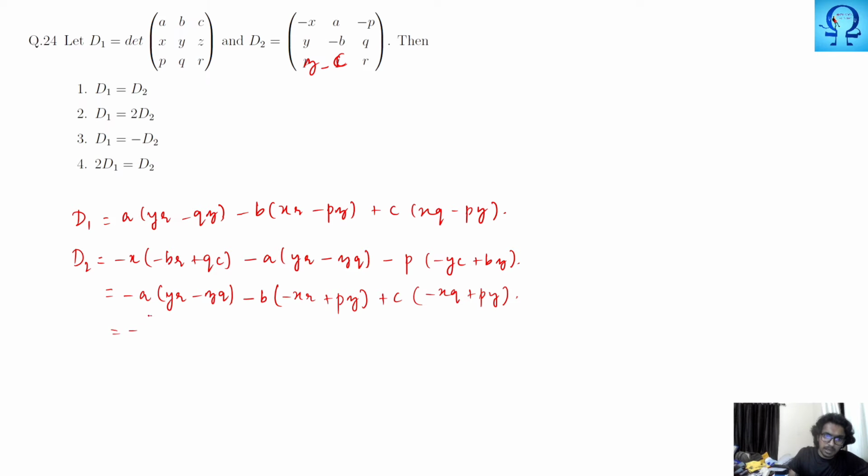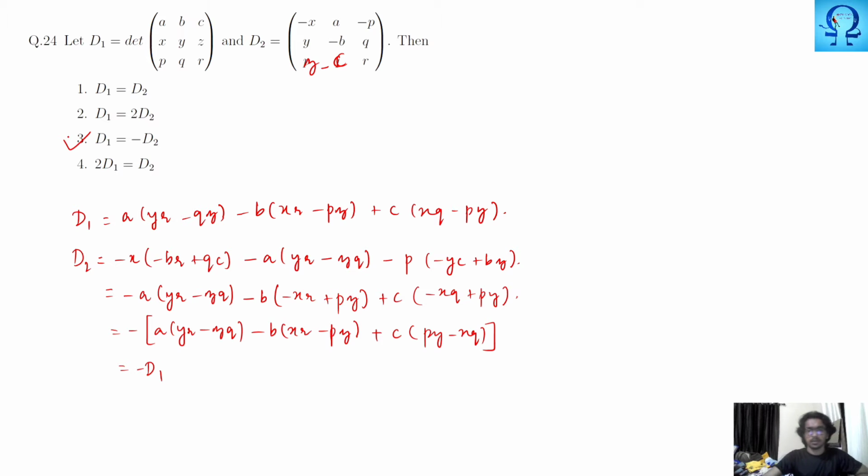So if you take minus as a common quantity, then what do you have? A times of YR minus ZQ. Okay, so minus B times of PZ minus XR. Sorry, I have taken minus outside, right? So XR minus PZ, plus C times of PY minus XQ. So if you see, it is minus D1. So option 3 is the right one, right?